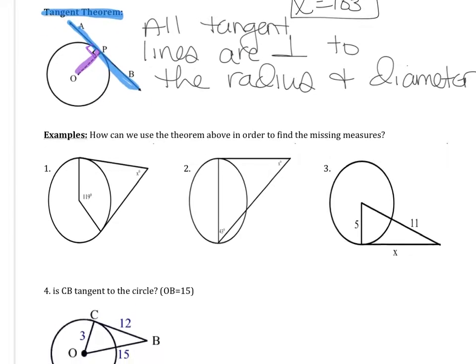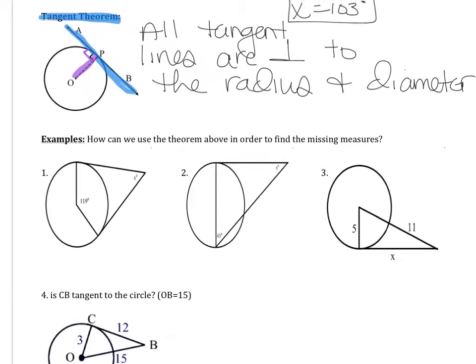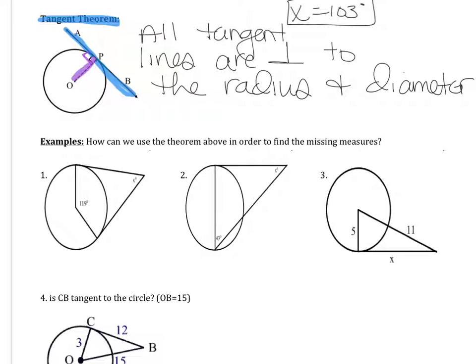It says, how can we use the tangent theorem above in order to help us find the missing measures? So looking at this picture, number one, I want to be able to find x. Well, I know that this line here is tangent, and this line here is tangent, and that must be the center of my circle, which means those must be radii. So that means this has to be 90 degrees and that has to be 90 degrees. So how am I going to find x? Well, I'm just going to add them all up. 119 plus 90 plus x plus 90 has to equal 360 because it's a quadrilateral.